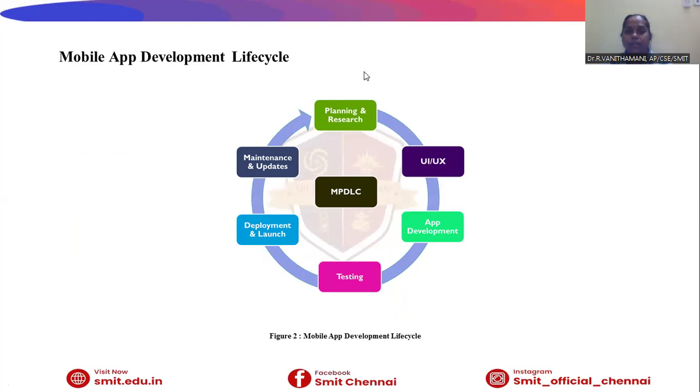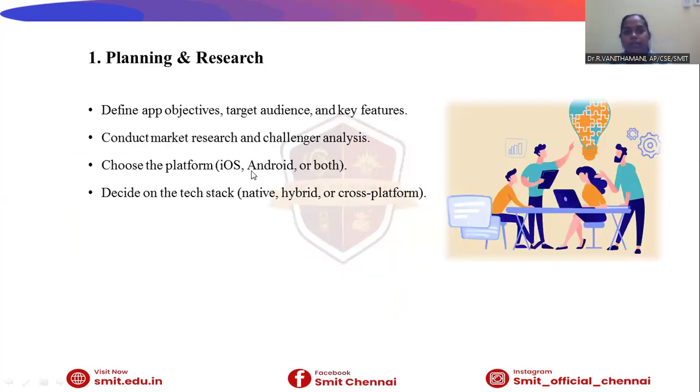And we can move on to mobile application development. It has different types of steps here. We have planning, UI/UX designing, app development, testing, deployment, and maintenance and updates. We can see them one by one. In planning and research, we define the app objective, target audience, and key features, conduct market research and challenges, and choose the platform, which can be iOS, Android, or both. We can design the tech stack that is native, hybrid, and cross-platform.